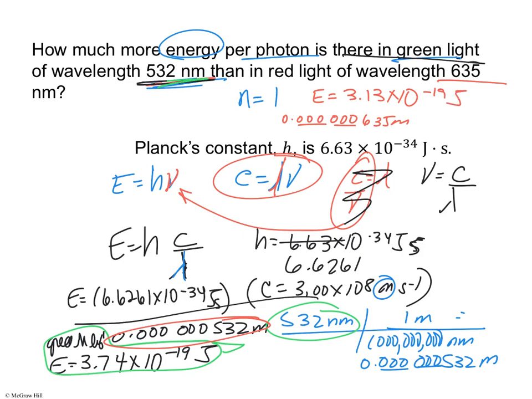So which one has more energy? They're both to the negative 19, so this one's 3.74, this is 3.13. So green has greater energy than red. And the difference is about 0.74 minus 0.13, or 0.61, times 10 to the negative 19 joules.